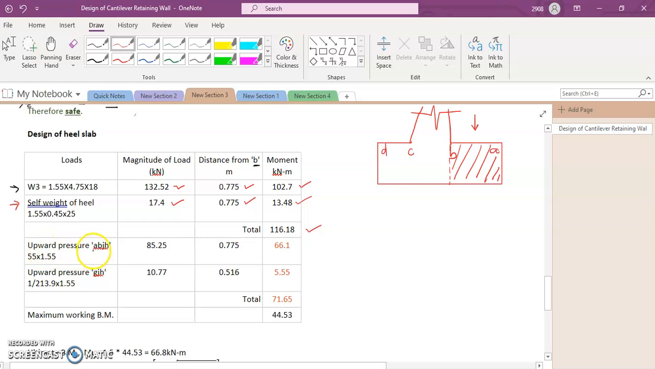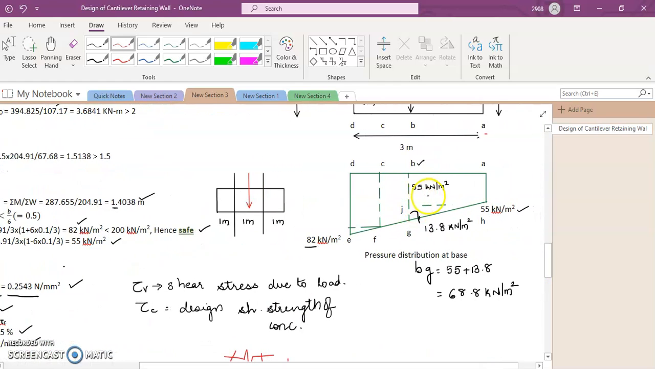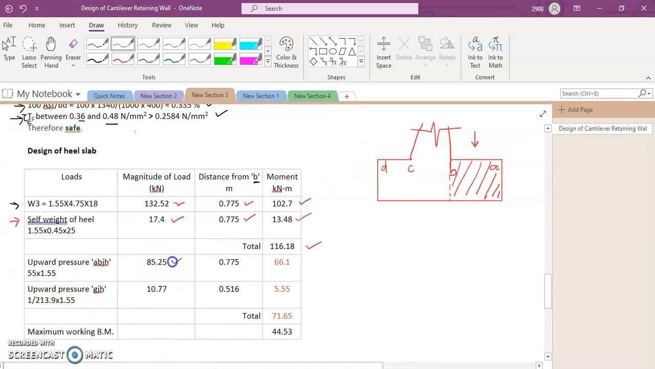Next we need to find out the upward pressure. Let us go back to the pressure diagram. First let us find out the pressure due to the rectangle ABJH. The width is 1.55, multiplied by the intensity of pressure, that is 55. 1.55 into 55 is 85.25 kilonewton. Again, this is a rectangle and the centroid will lie at the center of its width, so 0.775, and the answer is 66.1 kilonewton meter. So this is of the rectangular part.